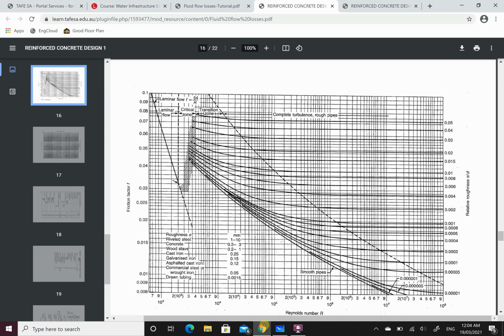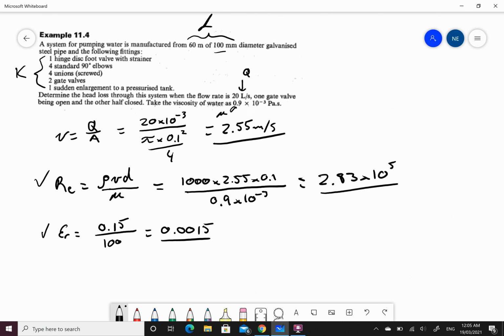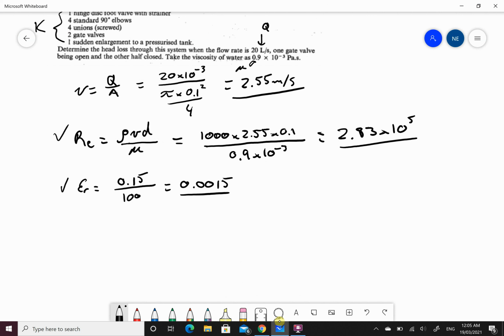So using about halfway in here somewhere, as well as our Reynolds number, which is 2.83 by 10 to the 5, which is here somewhere, sitting about here. Come across, and we end up with our friction factor of 0.0225. This is from the Moody diagram.